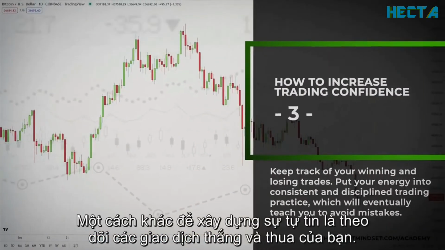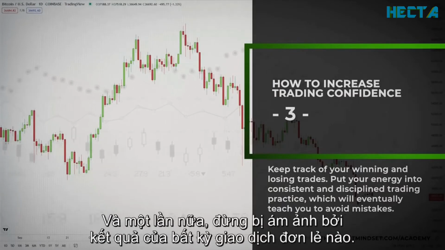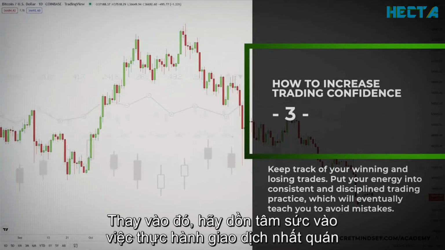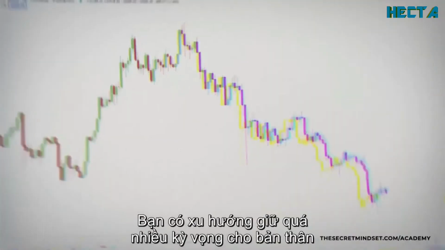Another way to build confidence is to keep track of your winning and losing trades. And again, don't get obsessed with the outcome of any single trade. Instead, put your energy into consistent and disciplined trading practice, which will eventually teach you to avoid mistakes.